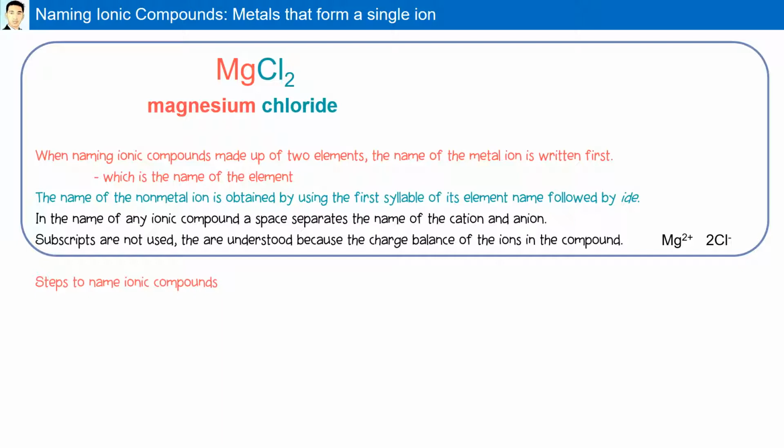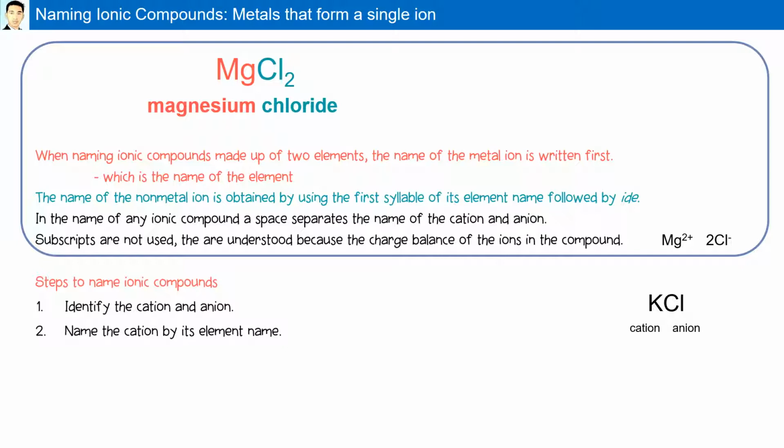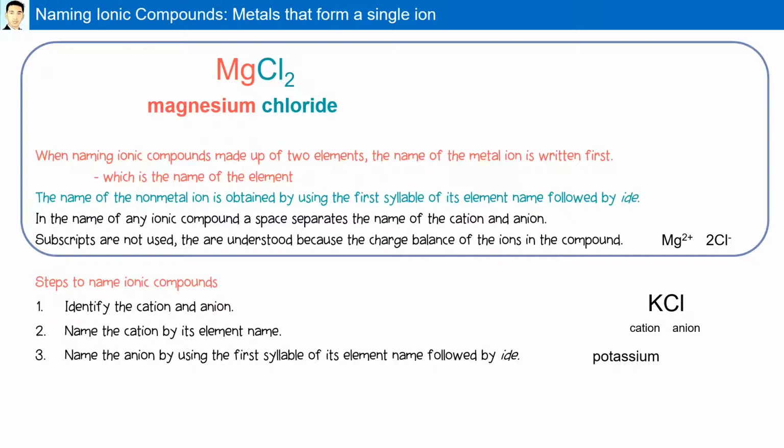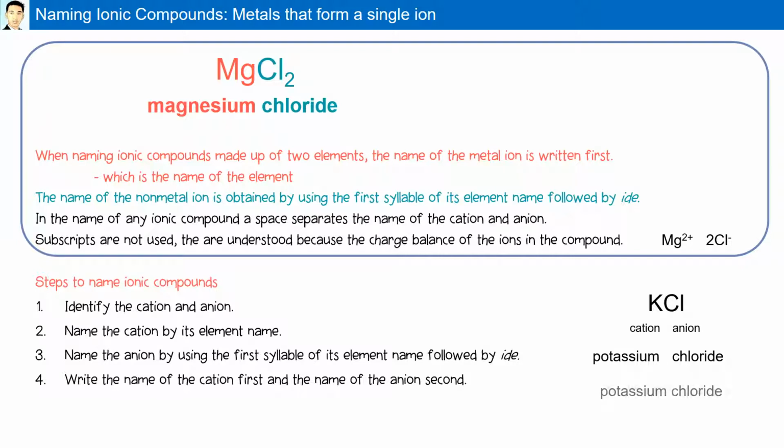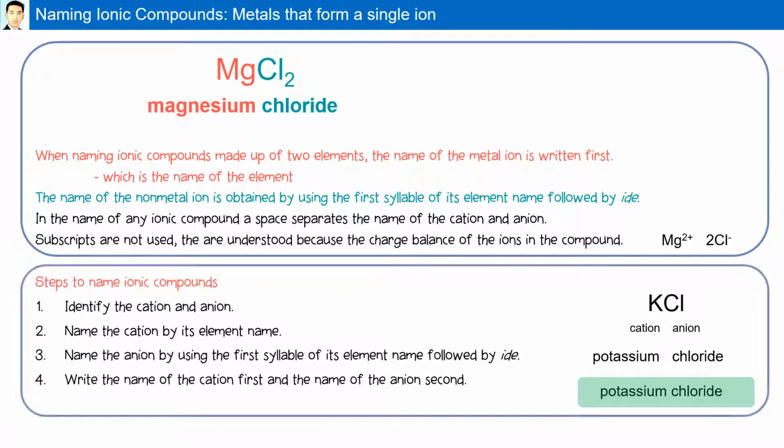Steps to name ionic compounds. For example, KCl. First, we identify the cation and anion, the positive charge and the negative charge. We name the cation by its element name. In this example, it is potassium. Next, we name the anion by using the first syllable of its element name, followed by IDE. In this example, we have chlorine, which becomes chloride. Finally, we write the name of the cation first and the name of the anion second: potassium chloride.